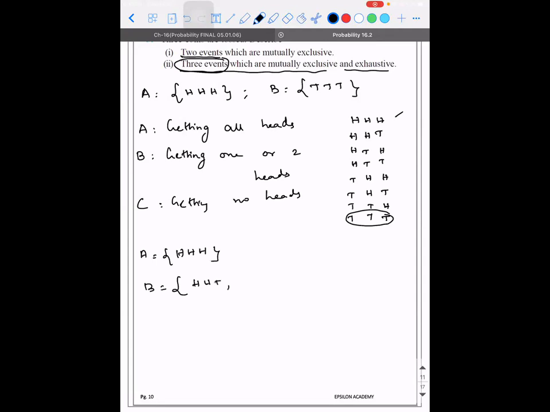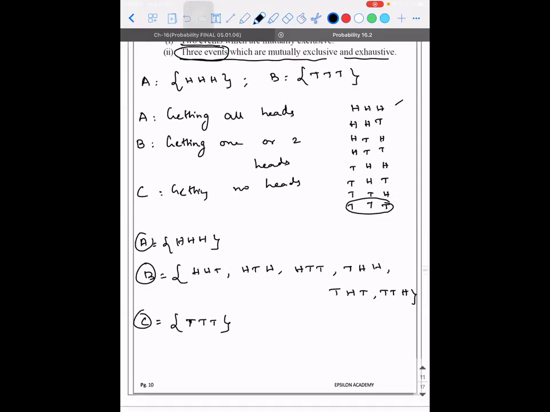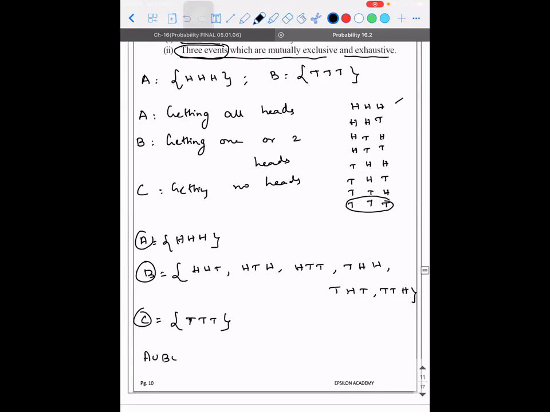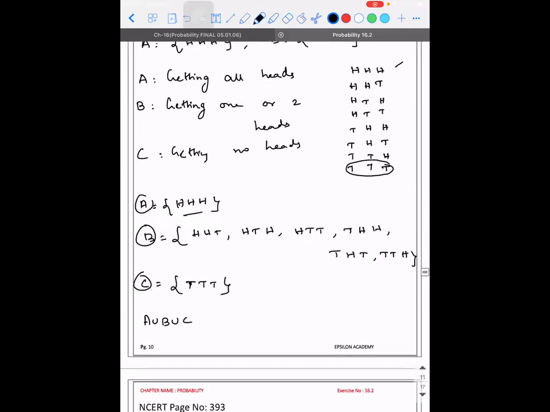Head, head, tail. Head, tail, head. Head, tail, tail. Tail, head, head. Tail, head, tail. And tail, tail, head. This is getting 1 or 2 heads. And C is about getting no heads: tail, tail, tail. If you see, A intersection B intersection C is a null set because nothing is common in them. Similarly, A union B union C will give us all 8 outcomes, the sample space. So they are mutually exclusive and exhaustive.